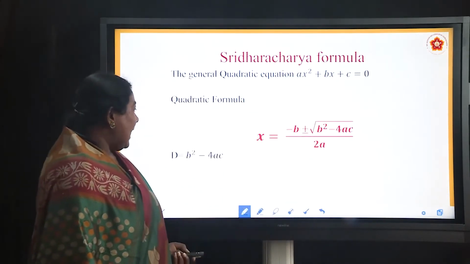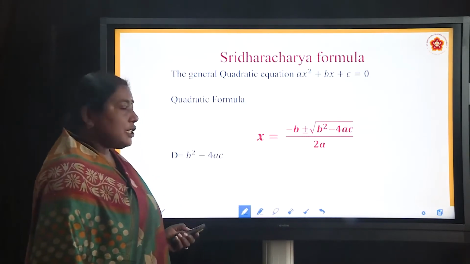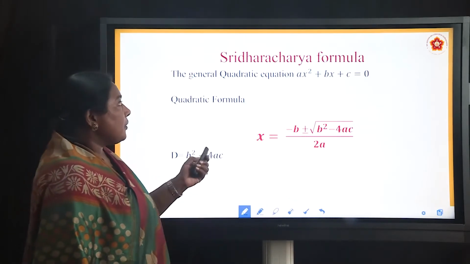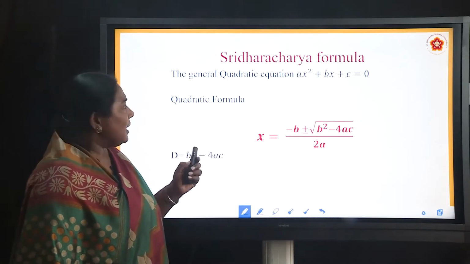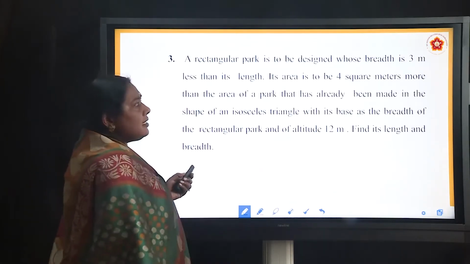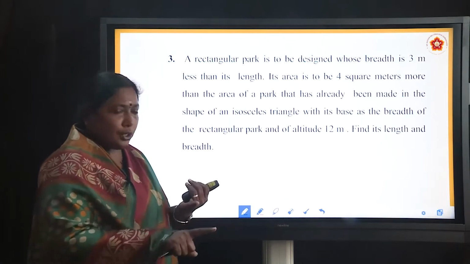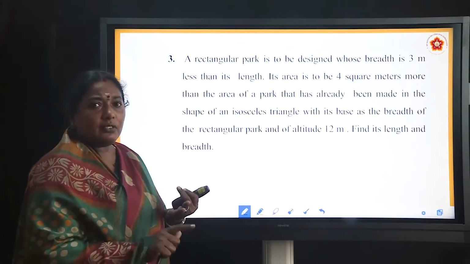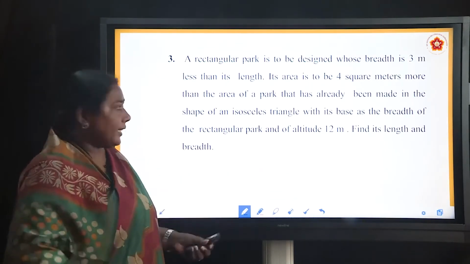So we call that the discriminant D. D is equal to b square minus 4ac. So on the basis of this, we will do some sums. Same as previous, but this time we are not going to use the factorization method or the completing square method. We just put the values in the formula and get the answer.